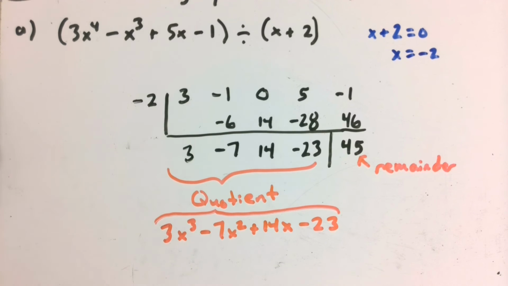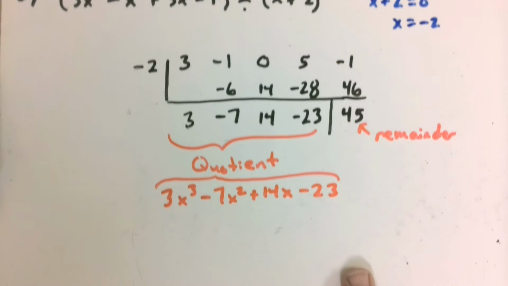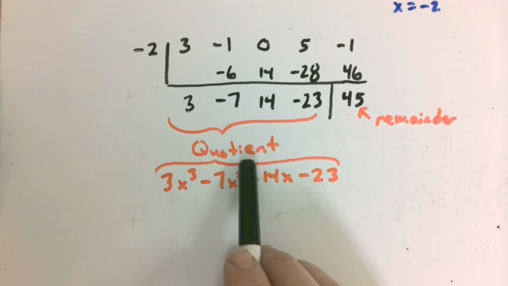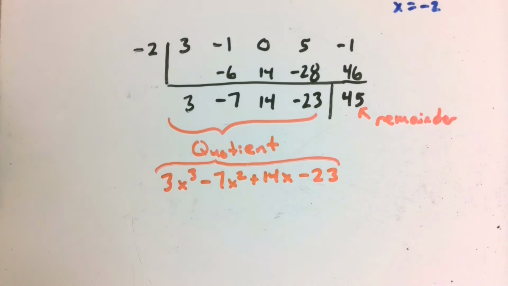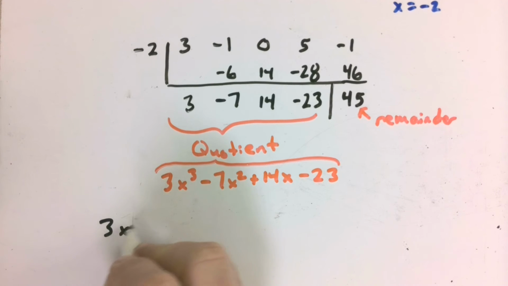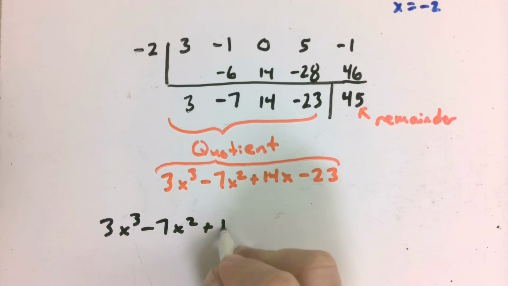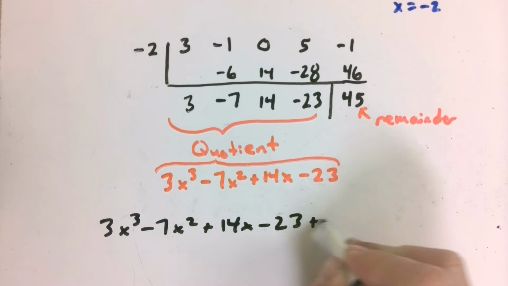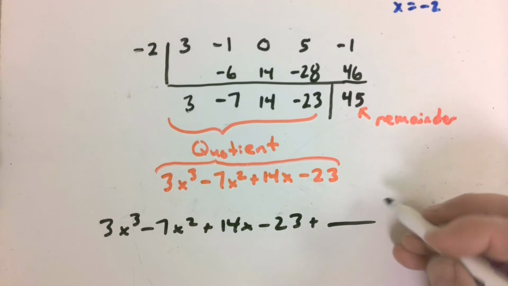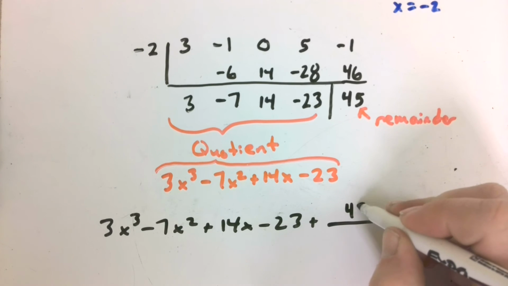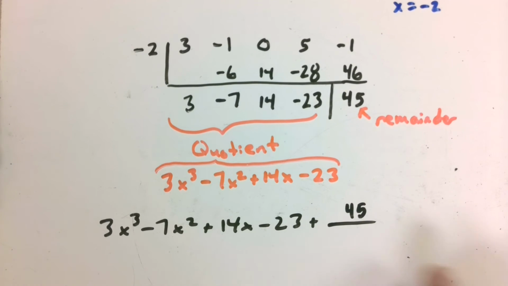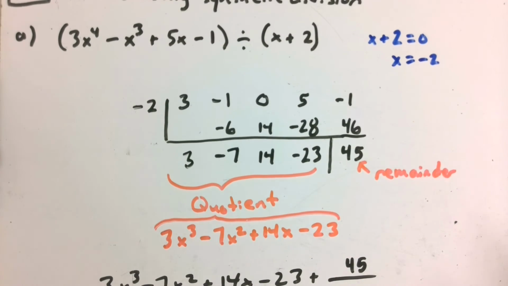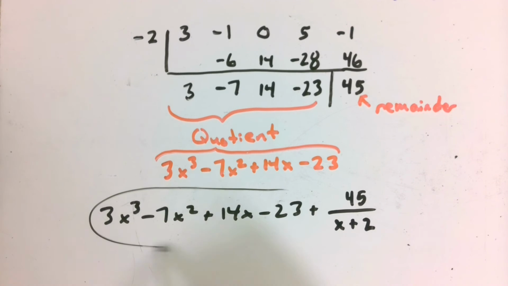For your final answer, what we want to do is take the numbers off of this bottom line and write it in our final answer form. What we're going to do is the quotient plus the remainder divided by our divisor. So 3x cubed minus 7x squared plus 14x minus 23 plus a fraction. What goes in the top of the fraction is your remainder. And then what goes in the bottom of the fraction is your divisor. It's what we were dividing by, and the easiest place to see that is in the original problem. We were dividing by an x plus 2. So our final answer looks like that.